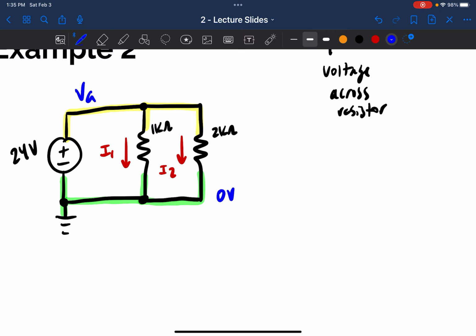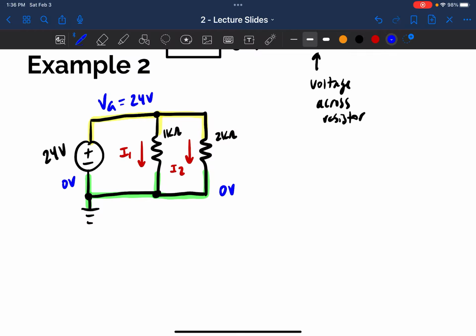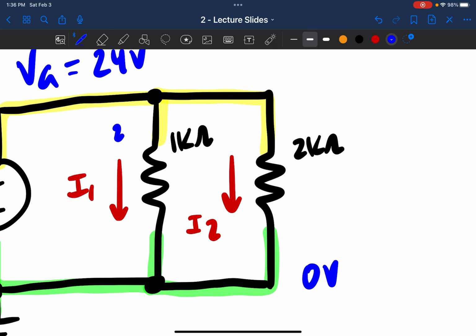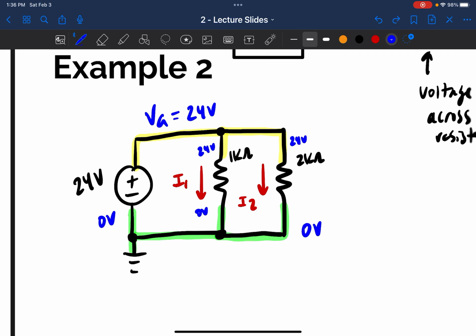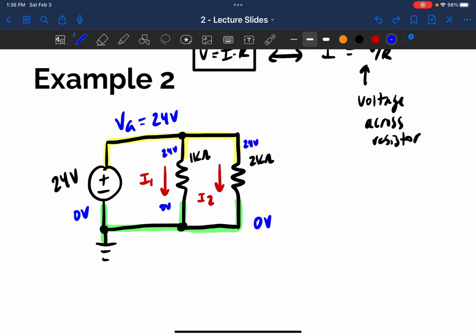So if I know that this is 0 volts and I know that my battery is rated for 24 volts, I should be able to very quickly determine that VA is just going to be 24 volts, because I know that the plus side of my battery, our voltage source, has to be 24 volts higher than my minus side, okay? So now we know the voltage across both resistors, right? We know that this resistor has 24 volts here and 0 volts here. We know that this resistor has 24 volts here and 0 volts here. And so we can very easily solve for the currents just by using Ohm's law.